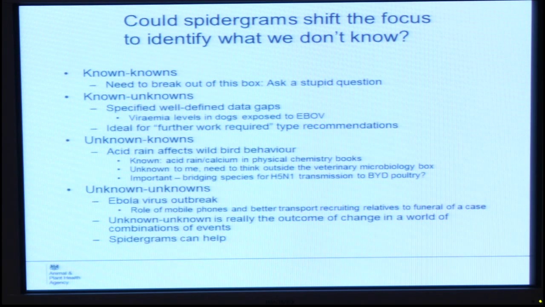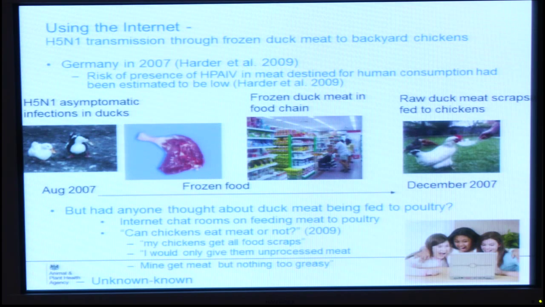Before this combination of mobile phones and better transport, they would not have got to the funeral till afterwards. So I think that was an unknown unknown. And I think an unknown unknown is really the outcome of a change in a world combination of events. And this is where I think spidergrams can actually help. And of course, once you've identified an unknown unknown, it very quickly becomes a known known. So it's a sort of reiterative, cyclical type process.